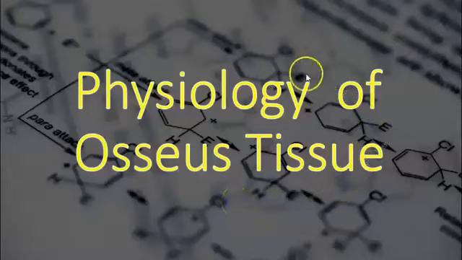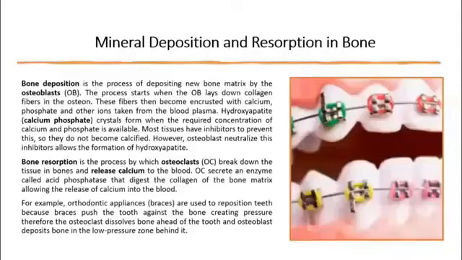Okay, the next topic is physiology of osseous tissue, mineral deposition and resorption. Mineral deposition happens due to the fact that calcium as well as phosphate is going to be deposited in your bone, and this is necessary so the bones can be strong. Mineral resorption is the process of dissolving the bone, and the cell that is responsible for that is going to be the osteoclast. And this is necessary, for example, when we need to have calcium available in our body. The nerves, for example, need calcium in order to function.